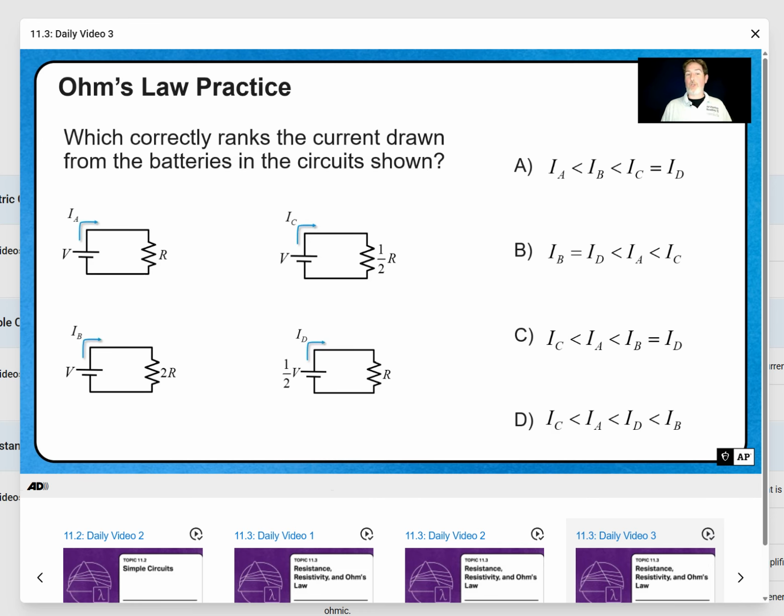For the first one, we have the current has to equal V over R. They're just V and R. That's all we have. For the second one, moving down, we can see that current B is equal to V over 2R. So that's going to be 1/2 of V over R. So we already can tell that one must be less than our first one.